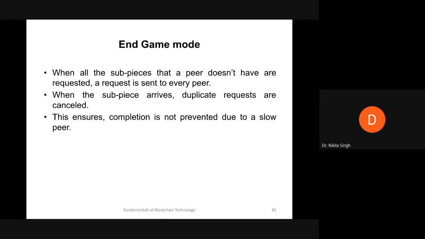That is, there are no redundant or duplicate sub-pieces in the complete file. So you have mechanisms which ensure that even if you request a single sub-piece from multiple peers, you still get a complete original file. And this endgame mode also ensures that your download is not getting slow, and the file completion is not prevented due to slow transmission rates from slow peers. So this is the endgame mode.